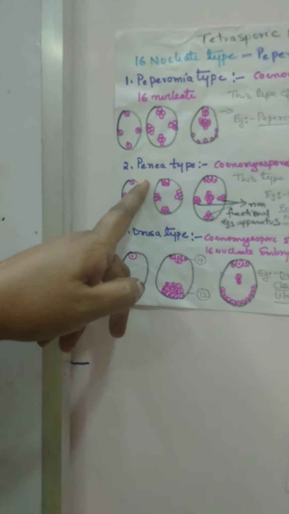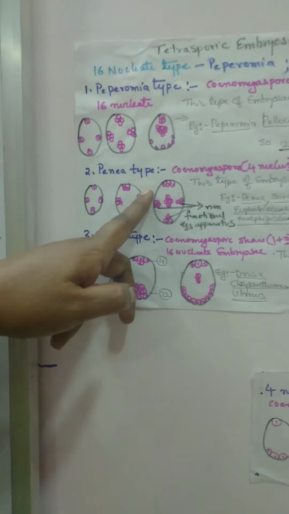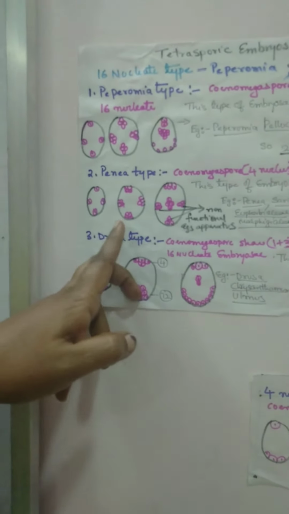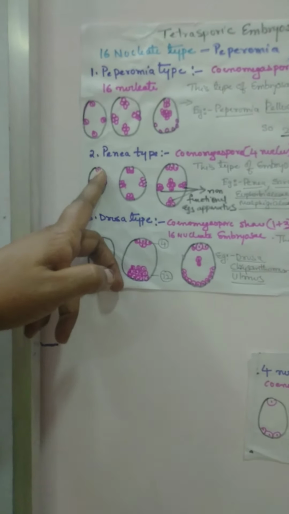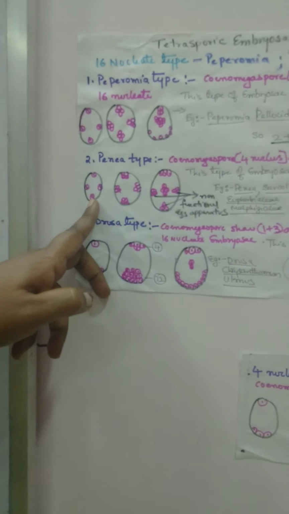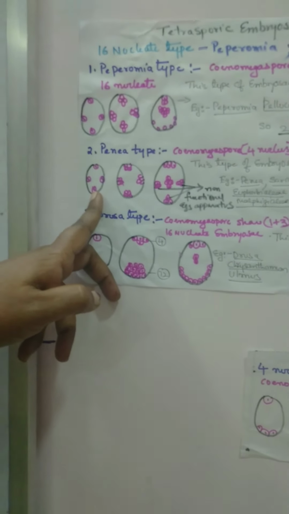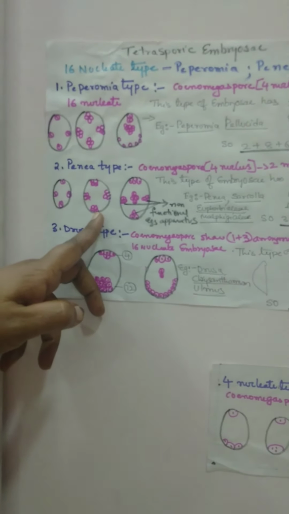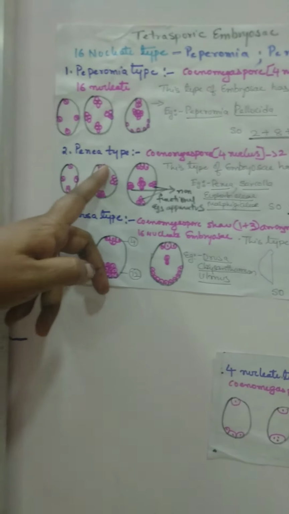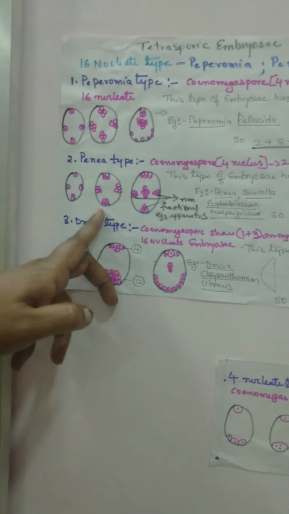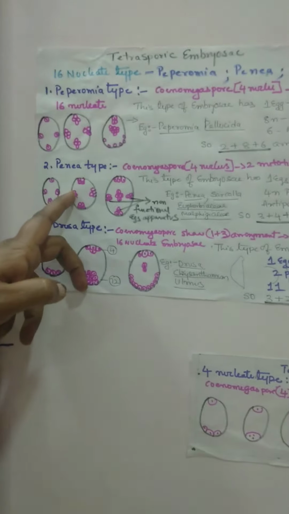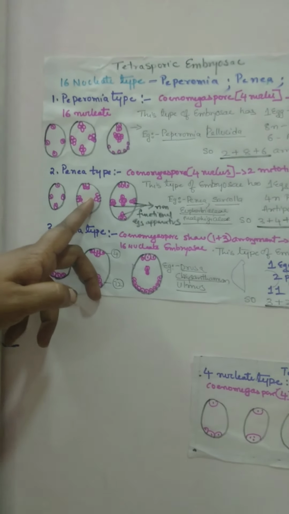Now let's slowly move to the second type of embryo sac, that is the Penaea type of embryo sac. Now look at what happens over here. In the coenomegaspore we find that the 4 nuclei are arranged in 4 corners, that is a 1 plus 1 plus 1 plus 1 arrangement, and even this one will undergo 2 mitotic divisions, leading to formation of 4 nuclei in the 4 corners. Now what happens is that from each corner one nucleus moves into the center.